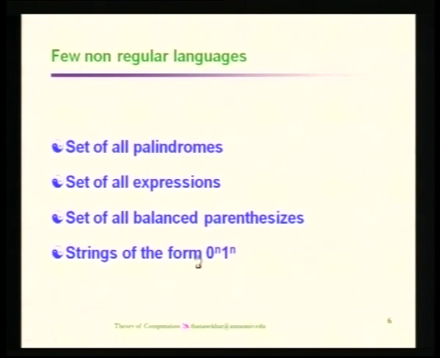Another very simple one is a string of the form 0 power n followed by 1 power n. So, we have seen something like 4 or 5 languages which are considered non-regular languages. In all these languages, we have to understand that there is a need for remembering what we have recognized so far and what is yet to be recognized. Without understanding what we have recognized so far, it is certainly not possible to recognize the remaining part.